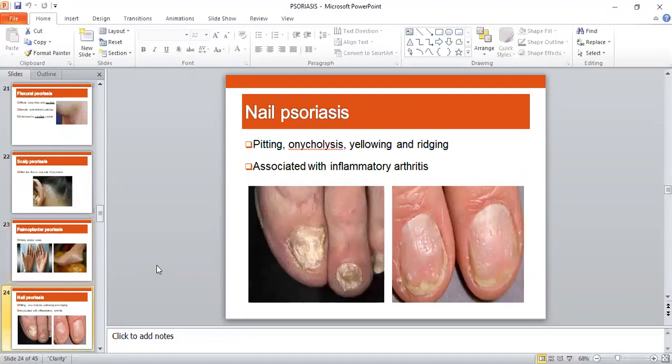Nail psoriasis. You can see this pitting in the right picture, your left side and my right side. Onycholysis, where the nail is detached from the bed, and this yellow discoloration is always there, and ridging. You can see these ridges and lines which are present and obvious on the nails, associated with inflammatory arthritis. Nail psoriasis always has multiple presentations. You see this whole nail is damaged and looks like this. So it can be only nail psoriasis.